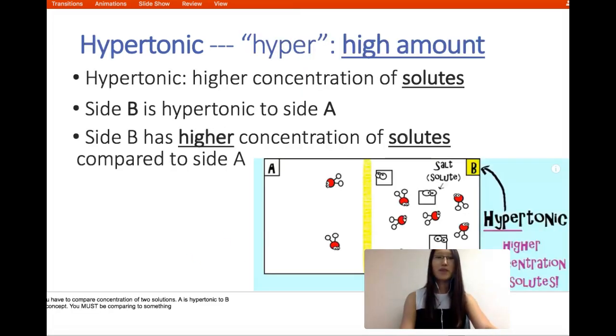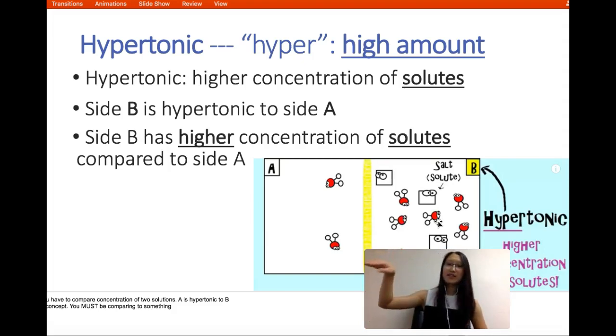Next one, hypertonic is when one side of the cell membrane has more, hyper means more, but more what? When we're talking about hypertonic or hypotonic, it's always the solute. So hyper is high amount, but high amount of what? High amount of a specific solute that you're looking at, okay? So right here we have a hypertonic solution.